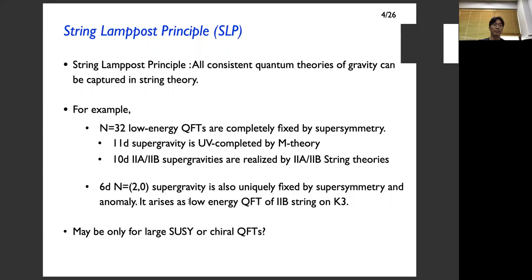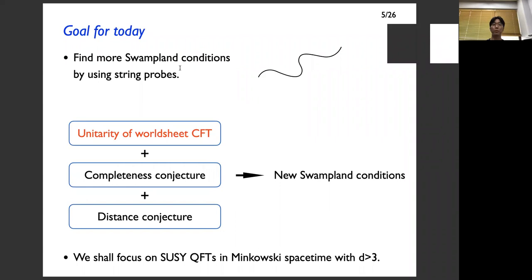But you may say this is only for a large amount of supersymmetry or chiral theories. But today I'll provide more evidence for this string lamppost principle for non-chiral theories and theories preserving less supersymmetry. So this is the goal for today's talk. The goal is very simple. We try to find more Swampland conditions by using string probes like this. So we put string probes into the supergravity theories and try to collect more Swampland conditions.